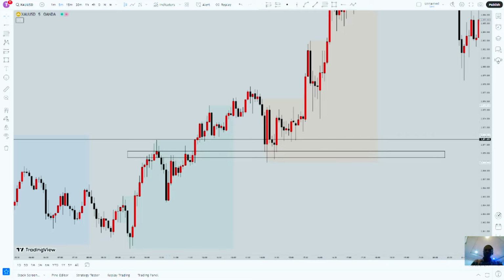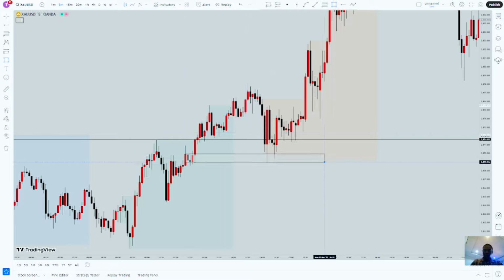So now, if you want to look for your confirmation, you can also use the demand zone in this lower time frame as your confirmation. You can see it right here. Immediately price tapped into that zone, it bounced off it and came back right into that zone. As you can see, price came back into that zone.